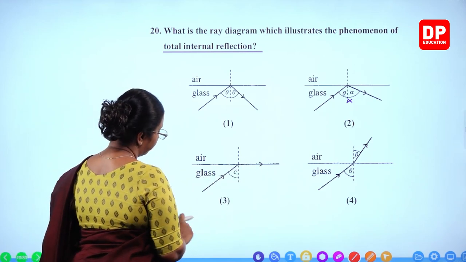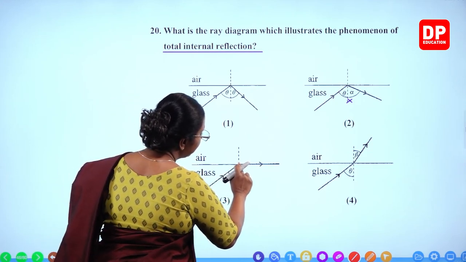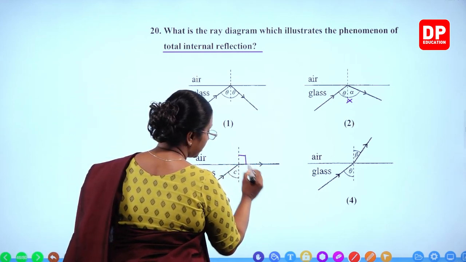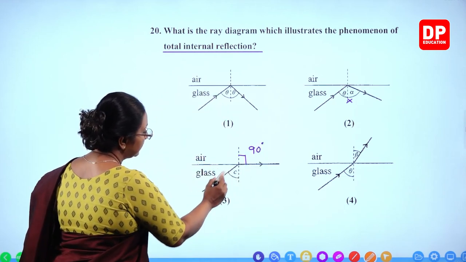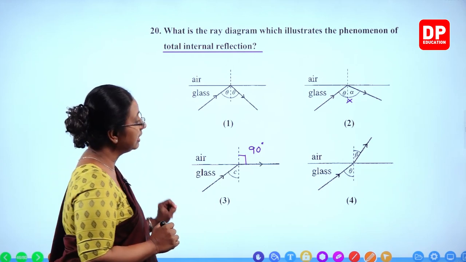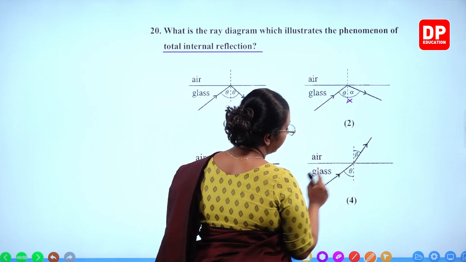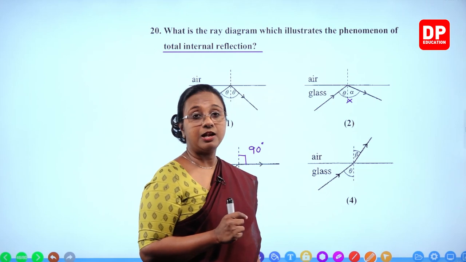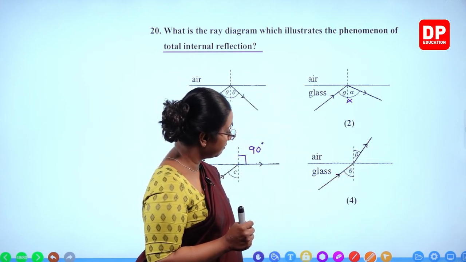Here what do we see? Again glass and air. Here you see the critical angle, but there is still refraction because the angle of refraction is 90 degrees here, like we saw before. And this is the critical angle. So this is also not total internal reflection. What do you see here? You can see the ray being incident on the interface. Theta is the angle of incidence. Here beta is the angle of refraction.